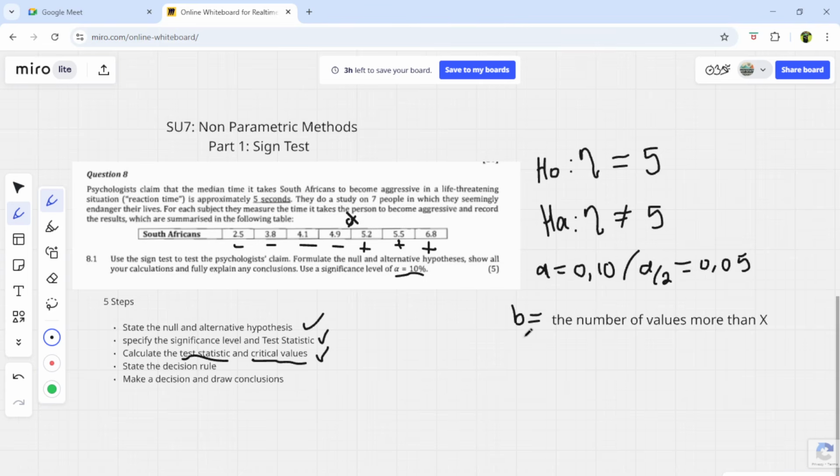Then from there, just count how many values you have. 1, 2, 3. Those are the values that are more than. Then that is the value of b. That is your test statistic. Simple. Test statistic is equal to 3.